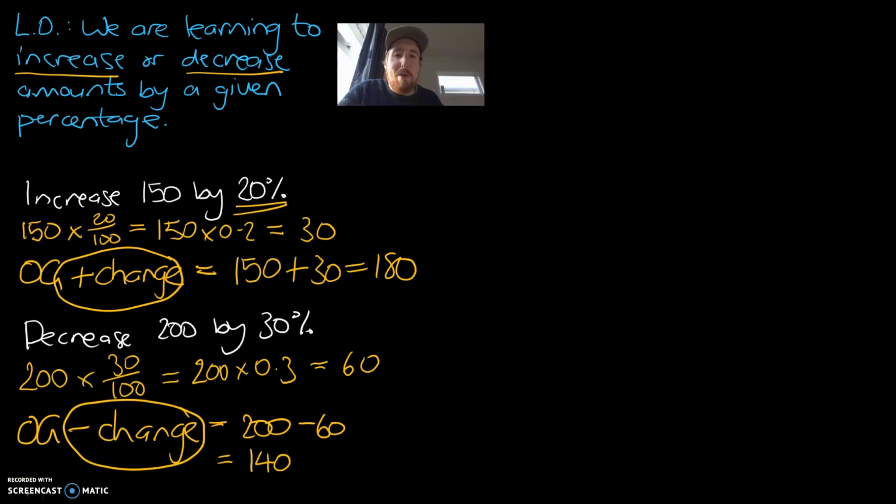Okay, I've switched to the blue pen, and we're now going to get into two real-world examples where we need to increase or decrease amounts by a given percentage. So the first one we're going to look at is something to do with a pay rise. So the example that I'm looking at is, let's say I currently earn $25.50 per hour.